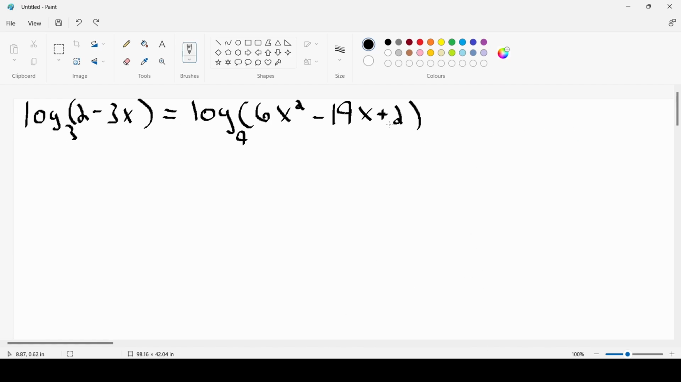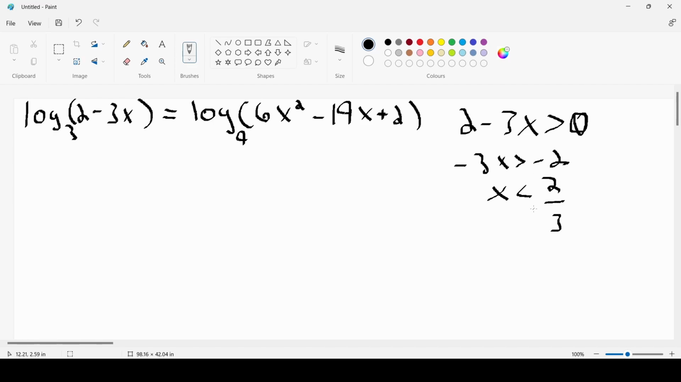Now logs are defined, so log of x exists when x is greater than 0. Typically the graph will look like this, with the vertical asymptote at x equals 0. So we can say that our x equals 2 minus 3x. So we'll say 2 minus 3x must be greater than 0. Now we can just say 3x is greater than negative 2, my bad. x must be less than 2 over 3, sorry.